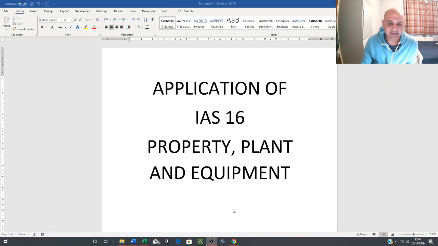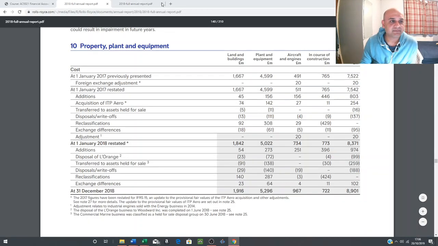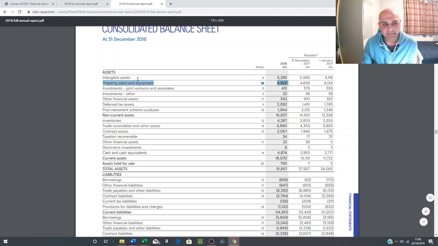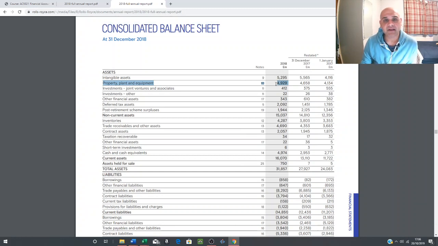But before that, I was just looking at the annual reports of Rolls-Royce for 2018. Those are the latest reports available on their website. Now, the figure for property, plant and equipment caught my eye, and the figure is 4,929 million pounds. It's a significant amount, and it's a single figure. We don't know yet where they have got that figure from.